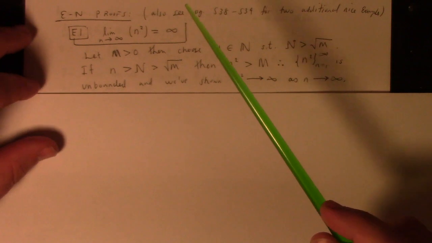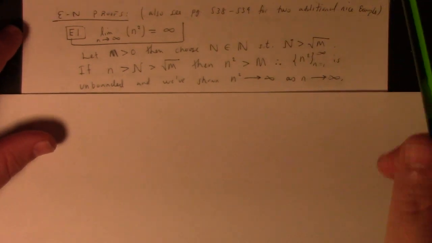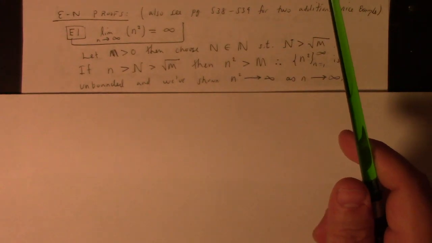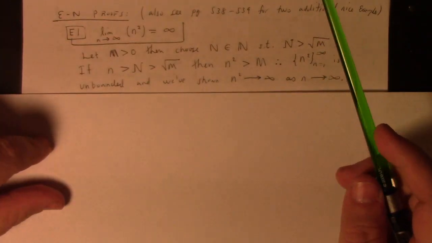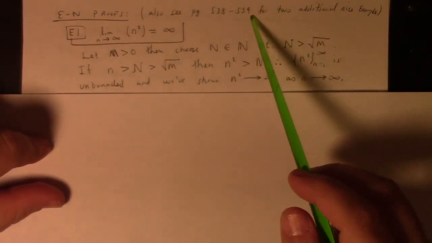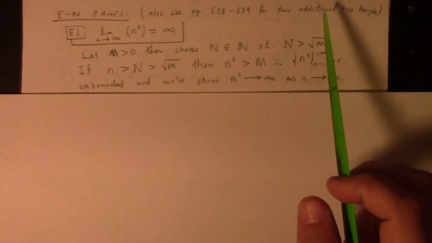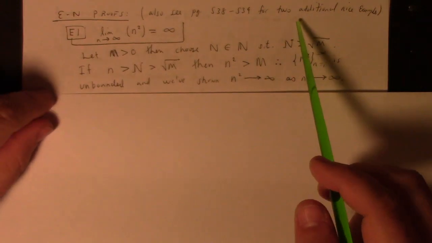So I've asked you for some epsilon-N proofs, quote unquote, in the, what's the word? The homework. So I thought I should share a few. There's also some nice ones given on pages 538 and 539 of the handout. Here's one.